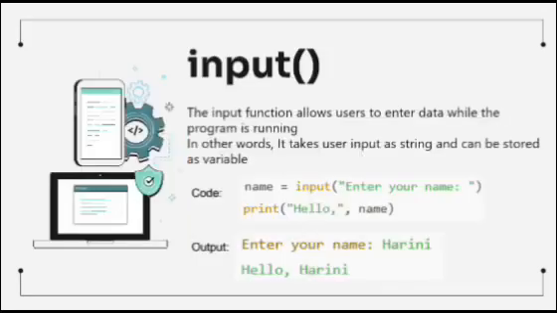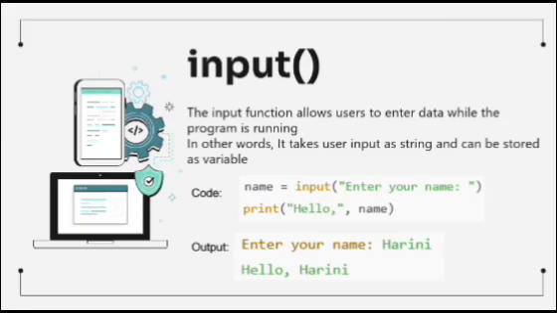Next, input. The input function allows the user to enter data while the program is running. So when the program is running, we can enter data. In other words, it takes user input as a string and can be stored as a variable. So here, when the program is running, we can code name equal to input, enter your name, and the name will be given as Harini. Here I am using the word Harini.